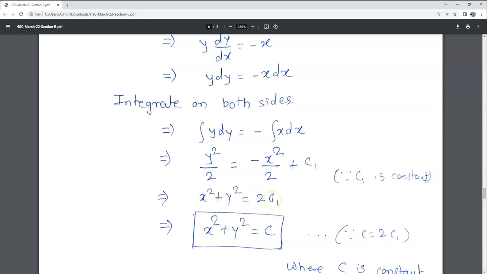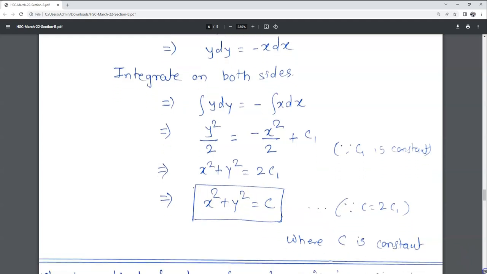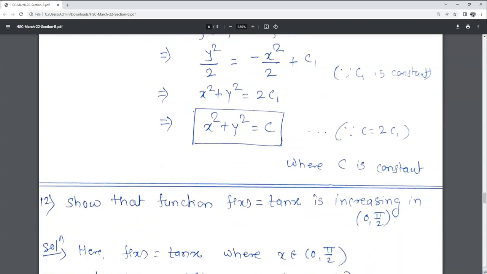Now since c1 is a constant, 2c1 is also a constant. So I just said c is equal to 2c1. Correct. So that's why that was kept as c1. Even if you don't keep it as c1, even if you keep it as 2c, it works. Okay, so this x square plus y square is equal to c is the solution of the given differential equation. And what is the equation of? Guess. That's the equation of a circle passing through the 0 point.